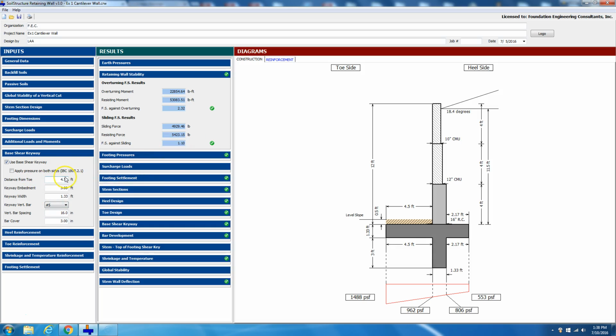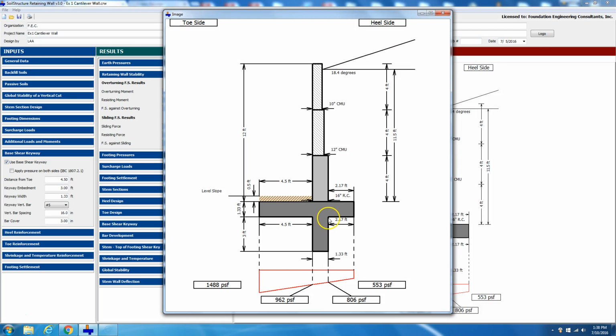Okay, now there is something in the IBC section 1807.2.1. We're asked to consider if there is earth pressure on the keyway. In my opinion, there is really no way to justify active earth pressure on a keyway. The keyway just has a passive resistance. So the code doesn't stipulate that we have to use it. It says that you have to consider, but there are some municipalities that always request that it should be done.